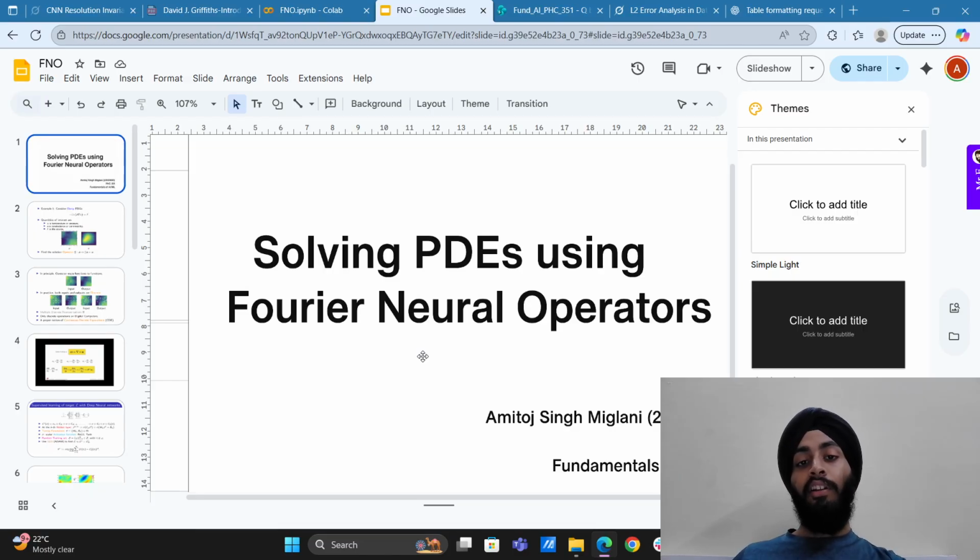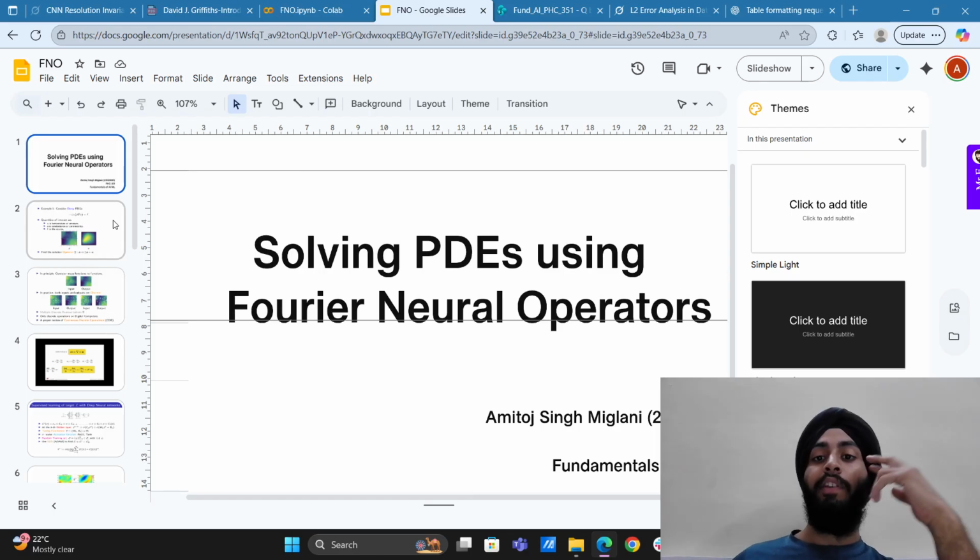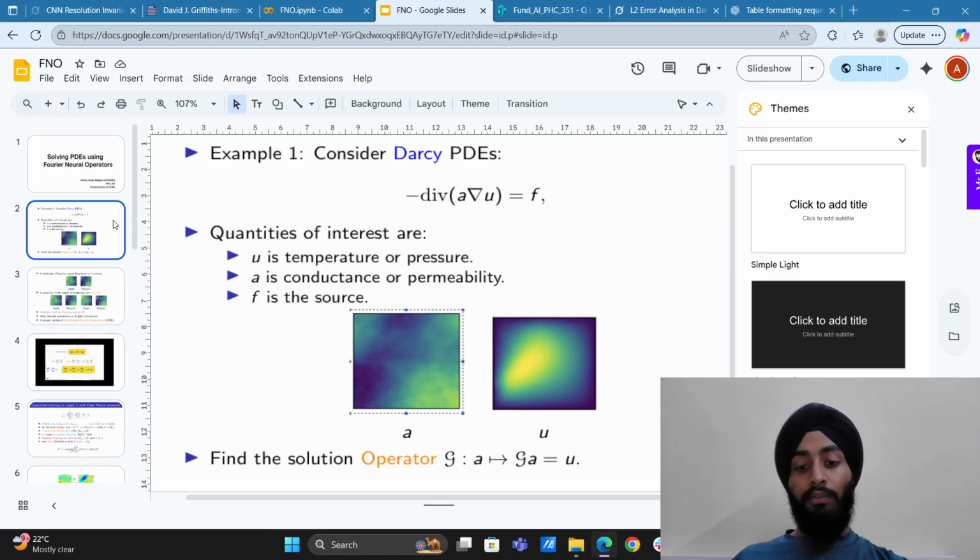So, what we are essentially trying to do here is use deep learning as a faster solver than the traditional numerical solvers that we used to have earlier. Now, I'll be briefly going through what exactly is the meaning of solving a partial differential equation and what an operator is.